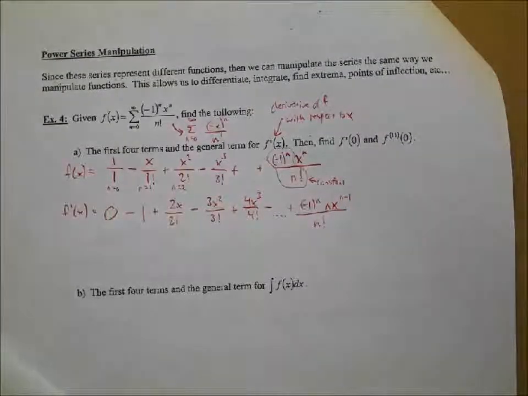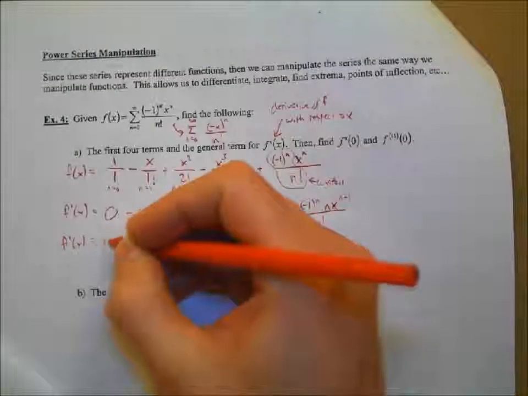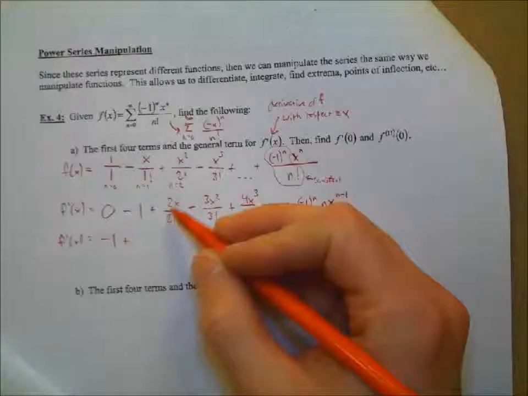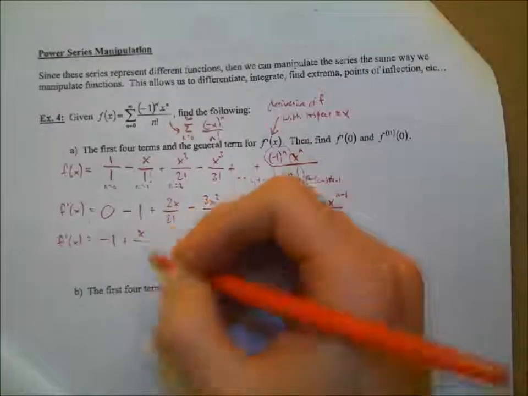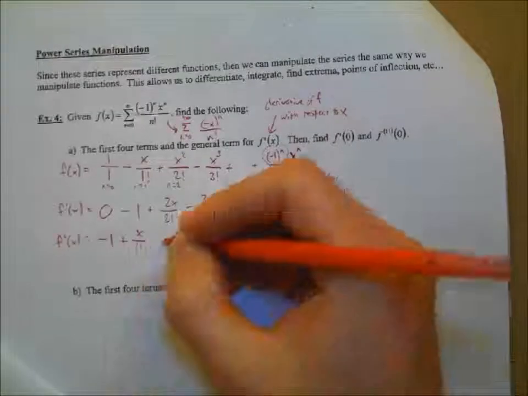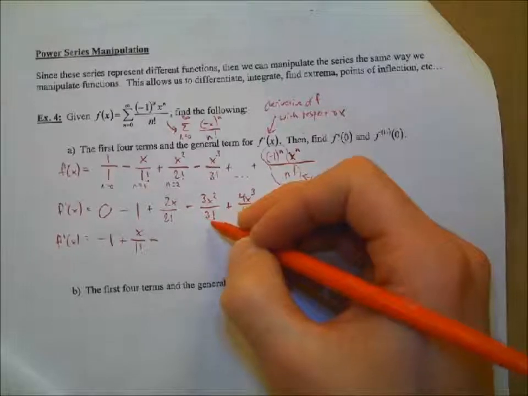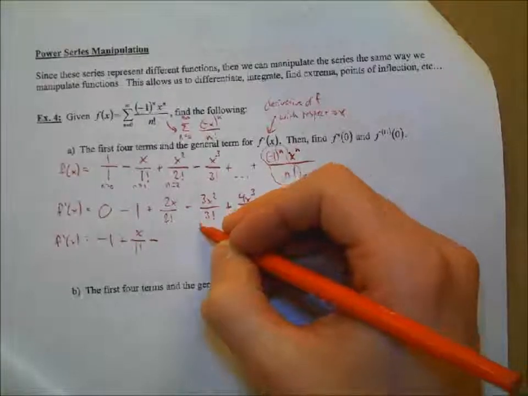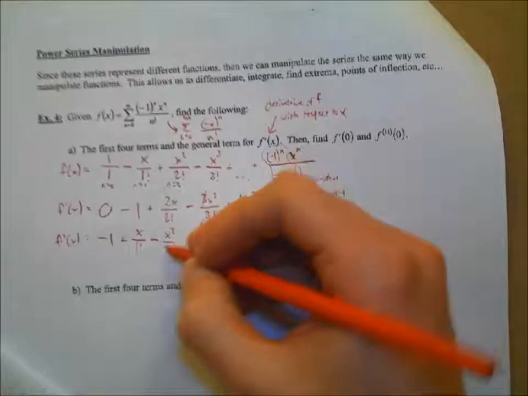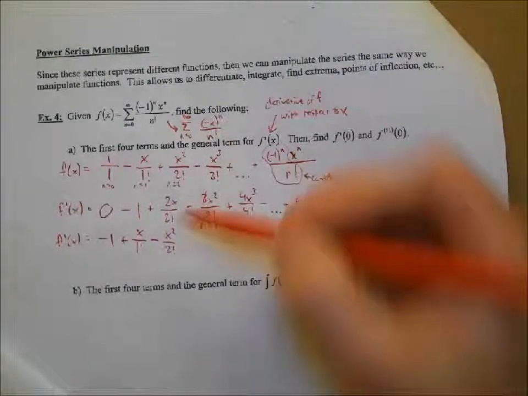But of course this simplifies a little bit, doesn't it? Well, 0 is going to stay 0, so I'm just going to leave that. So we'll have negative 1 there. The 2 over 2 factorial, how is that going to simplify? It'll become x over 1, or 1 factorial if you like. The 3 over the 3 factorial, remember, 3 factorial is 3 times 2 times 1. So the 3 and the 3 will cancel, and we're left with 2 times 1 still. So this is going to be x squared over 2 factorial.